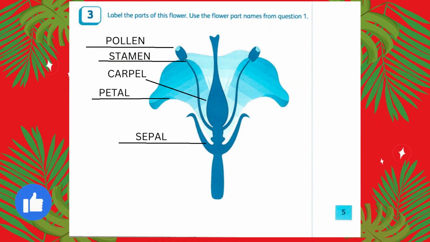Now, number three, label the parts of this flower. Use the flower part names from question number one: pollen, stamen, carpel, petal, sepal. This is available in question number one. So you have to label pollen, stamen, carpel, petal, sepal.